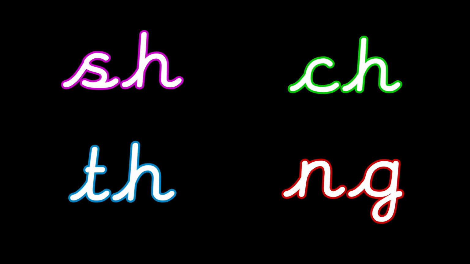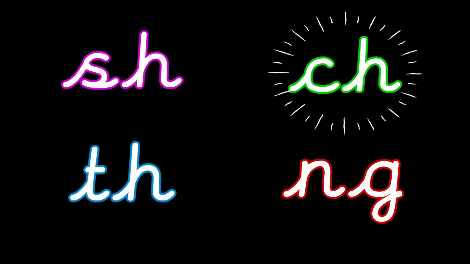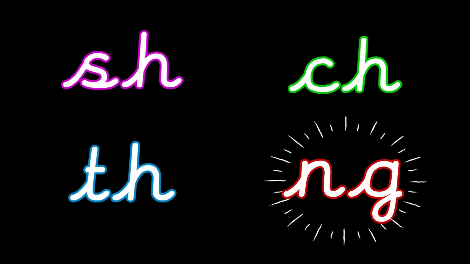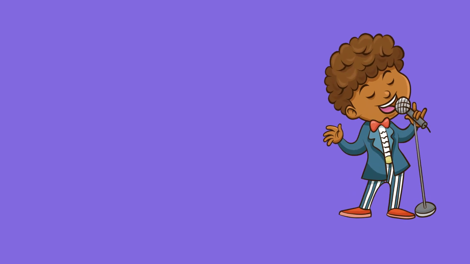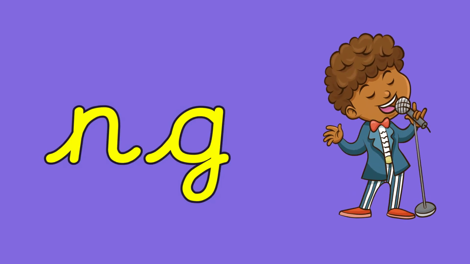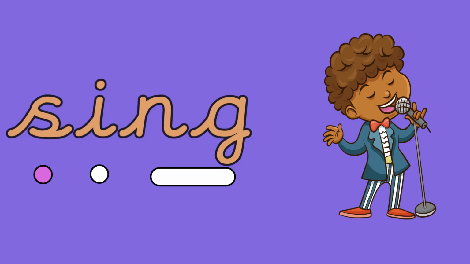The next word is sing. Sing. What sound can you hear in sing? Is it sh, ch, f, ng? Write it down. The word sing has a ng at the end. S, I, ng. Sing. Well done if you got that one right.